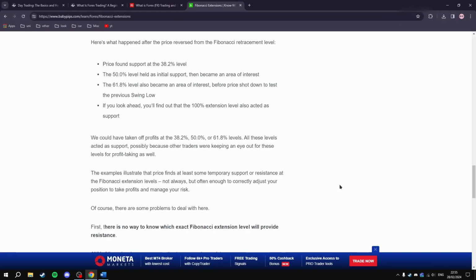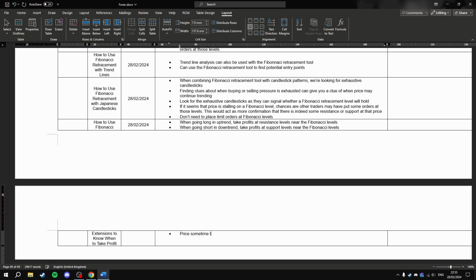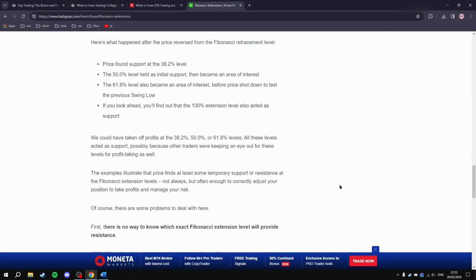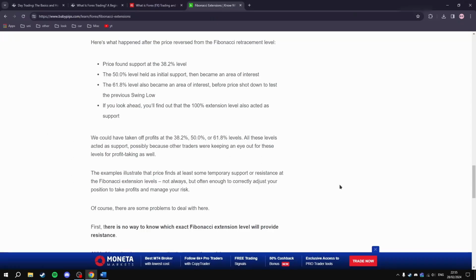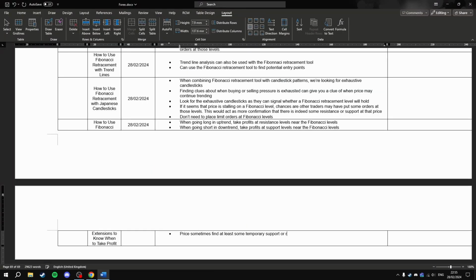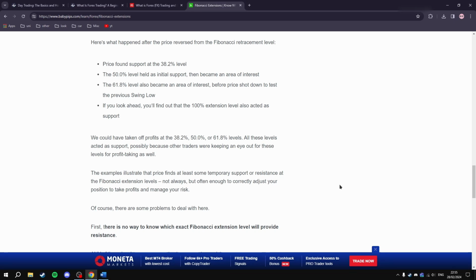Price sometimes finds at least some temporary support or resistance at the Fibonacci extension levels. Not always, but often enough to correctly adjust your position, take profits and manage your risk.